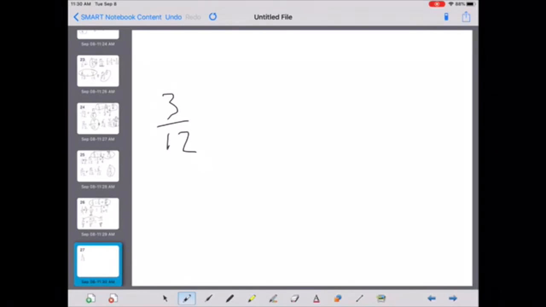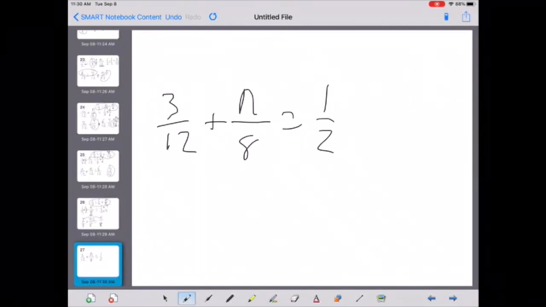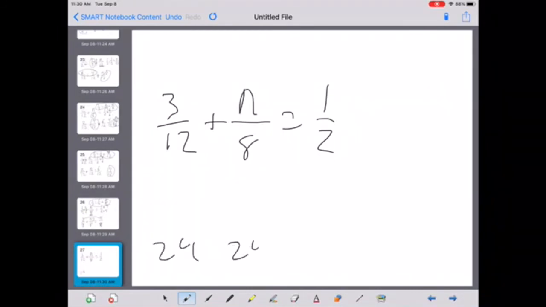3 blacks, that's 3 12ths, plus some, I don't know how many, dark blues is 8, equals my 1/2. Now this one is a sweet challenge, guys, because I have to try to find common denominators with this. What I'm going to do is switch these things all up to 24s. So if this is a 24 and this is a 24 and this is a 24, I got to figure out my math on how I got there.